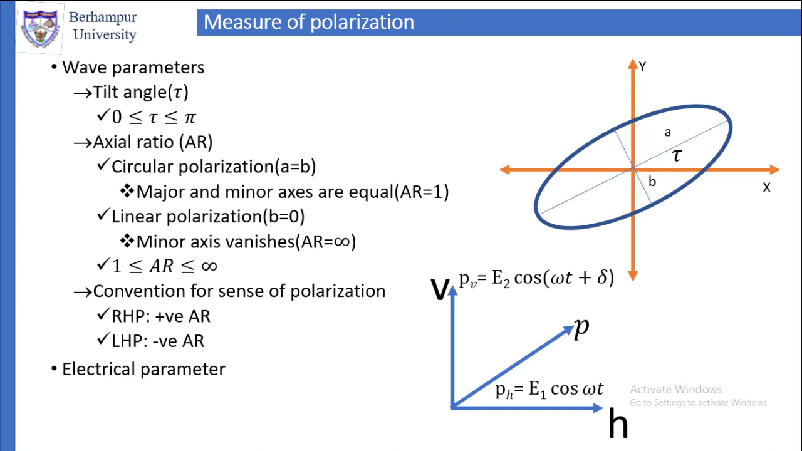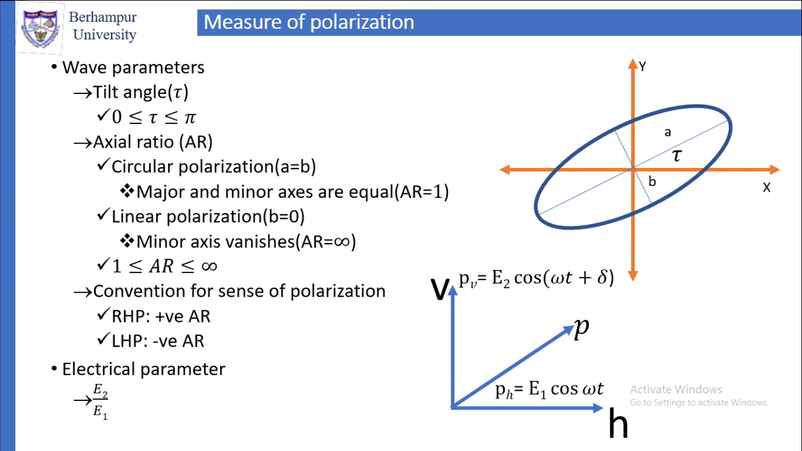So these are the wave parameters. What are the wave parameters? Tilt angle, axial ratio, and the convention on the sense of polarization. Then we'll come to the electrical parameters. That is the second part. Electrical parameters are about the electric field, the electric components.